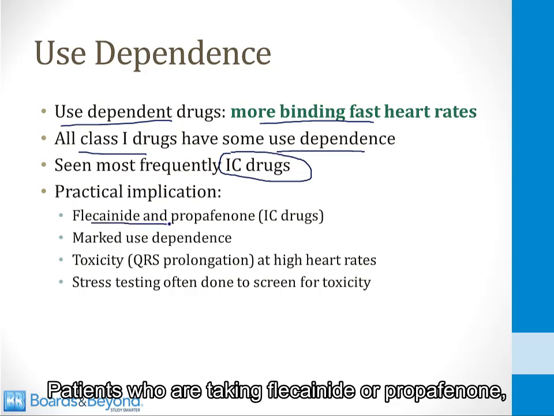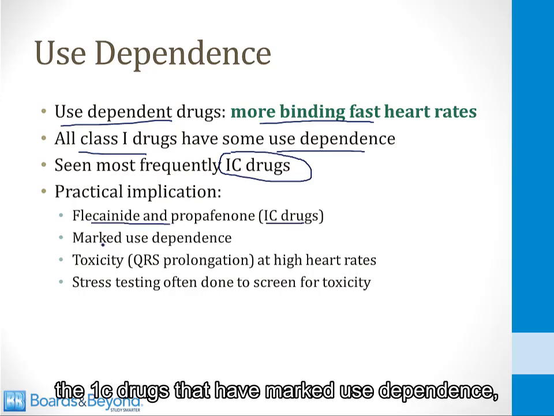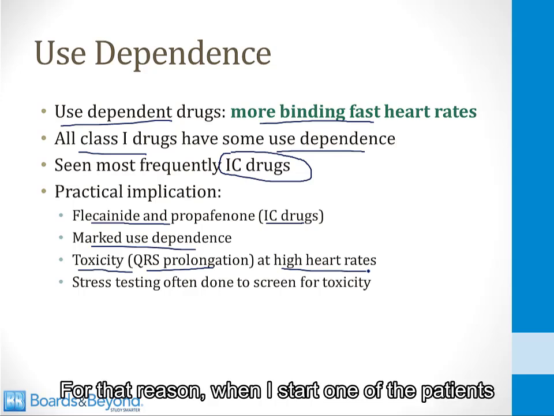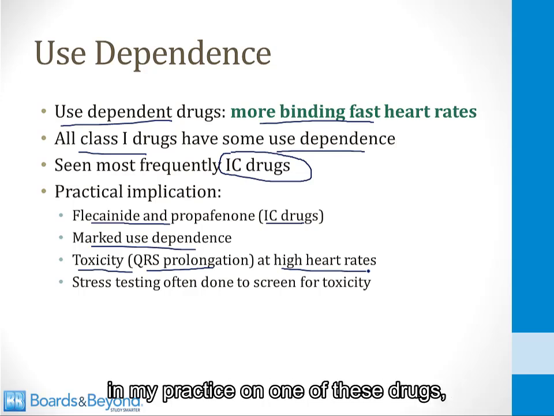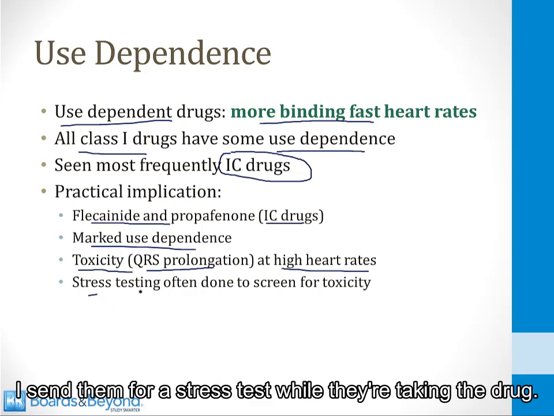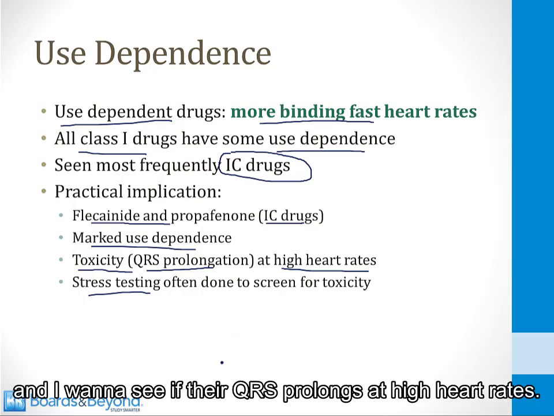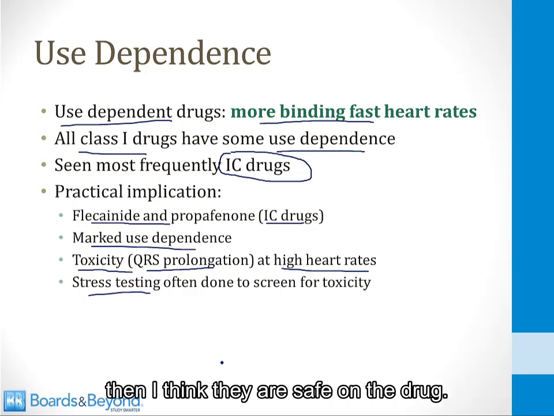Patients who are taking flecainide or propafenone, the 1C drugs that have marked use dependence, are at risk for toxicity and QRS prolongation at high heart rates. For that reason, when I start one of the patients in my practice on one of these drugs, I send them for a stress test while they're taking the drug. I want them to get their heart rate up to a very high heart rate, and I want to see if their QRS prolongs at high heart rates. If it does not prolong, then I think they are safe on the drug.